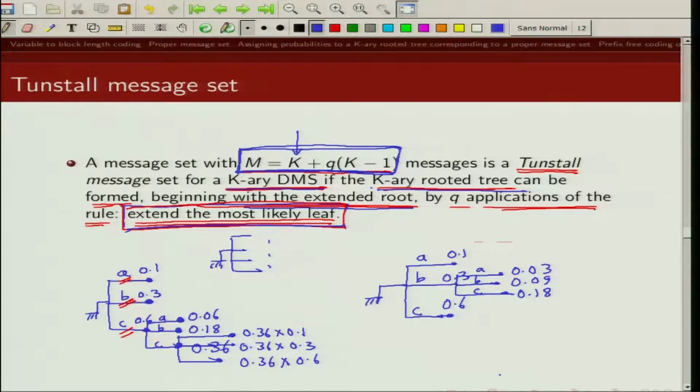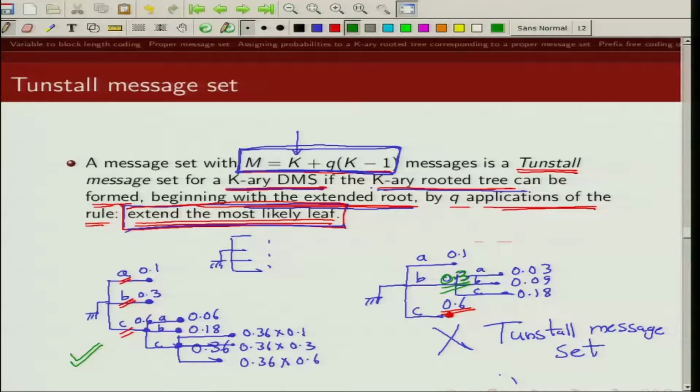Now this is not a Tunstall message set. Why is this not a Tunstall message set? Because here I should have extended this particular node because this has probability 0.6. Instead I extended this node which has probability of 0.3. So this is not a Tunstall message set, whereas this is a Tunstall message set.